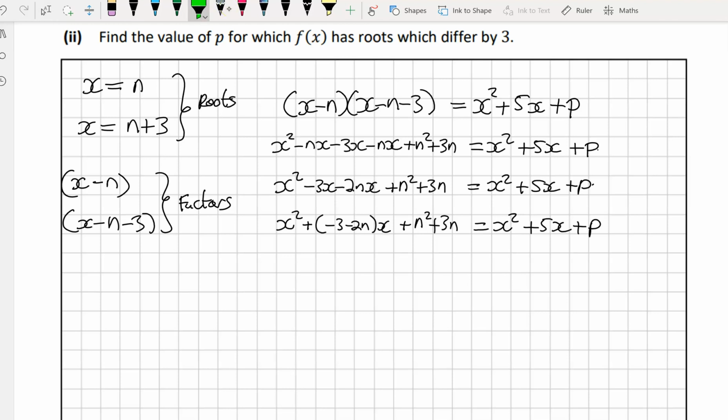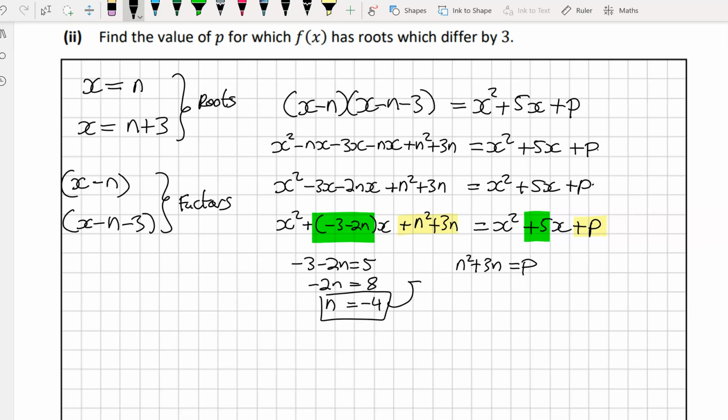Once I factorize out my x, I have x squared minus 3 minus 2nx plus n squared plus 3n on the left, and x squared plus 5x plus p on the right. My x squareds on the left equal my x squareds on the right, and my x's on the left should equal my x's on the right. My constants, that's things without x's, on the left should equal my constants on the right. Solving my x values, I get n is equal to minus 4. Subbing that into my equation for my constants, I finally get a value for p, which is 4.